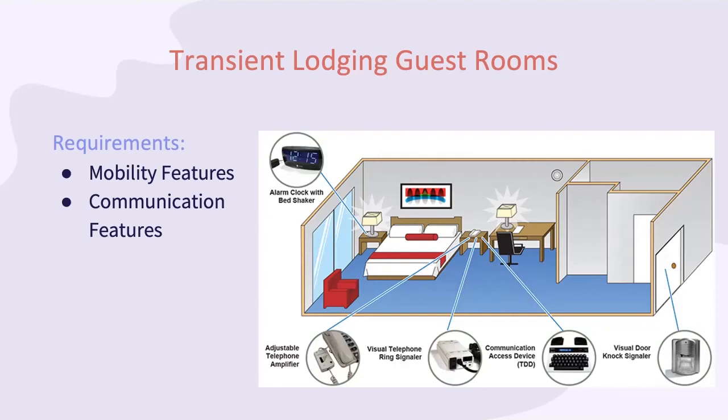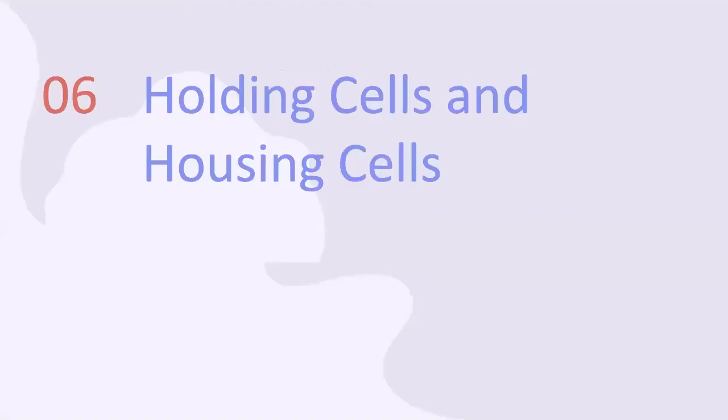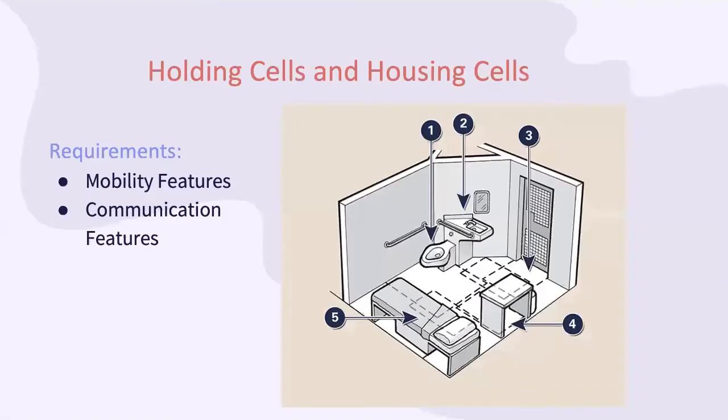And these devices also need to comply with further requirements in Chapter 3 and Chapter 7, regarding volume control and electrical outlet sources. Holding and housing cells. So the mobility and communication features required in holding and housing cells are all requirements that we already discussed just previously. Turning space, benches, and beds are all subject to requirements previously discussed. Toilet and bathing facilities are subject to the same requirements we already discussed.